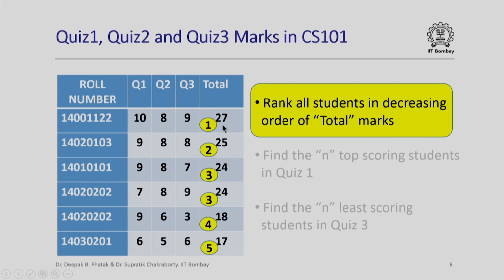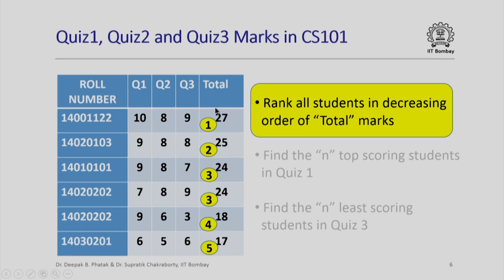Now note that when I am rearranging a row, when I am picking a row from here and putting it in the first position, I have to pick the entire row. So the quiz 1 marks, quiz 2 marks, quiz 3 marks, roll number and total marks, all of it comes together in the first position, then all of it comes together in the second position, and so on. So this is how the ranked order of students ranked by total marks might look.